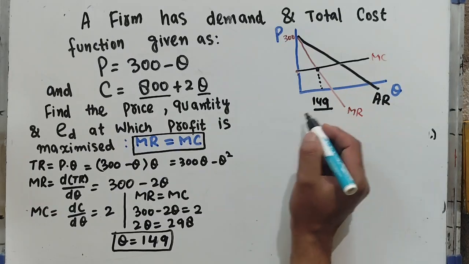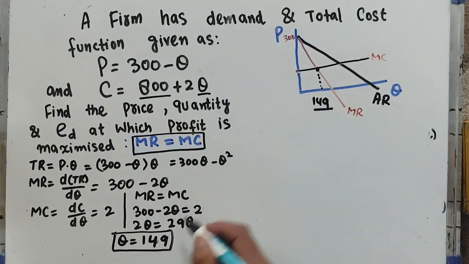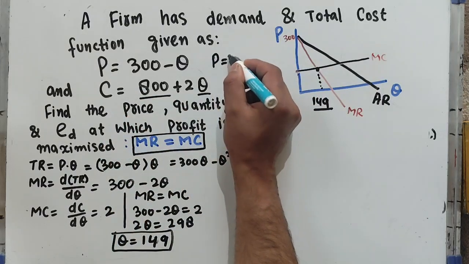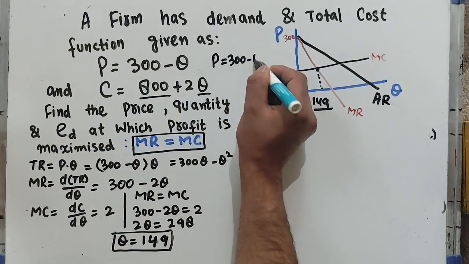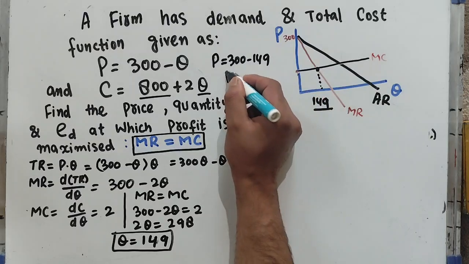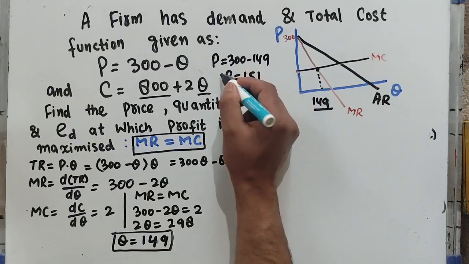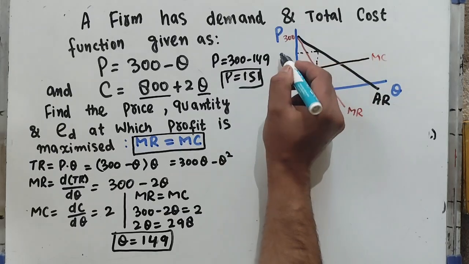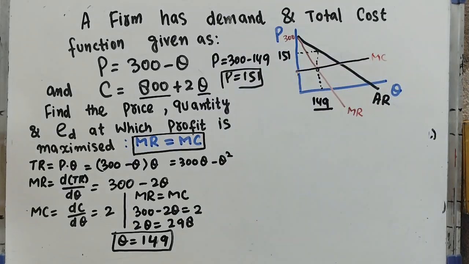Now to find out the equilibrium price, plug Q equal to 149 in the demand function, so P will be equal to 300 minus 149, so price will be equal to 151. The corresponding equilibrium price is 151. Okay, so we got the equilibrium price and equilibrium quantity.